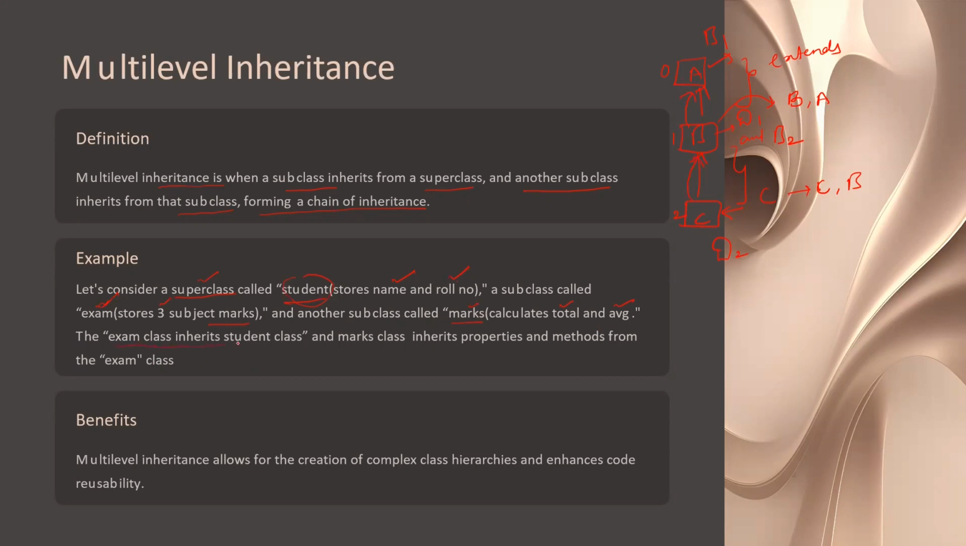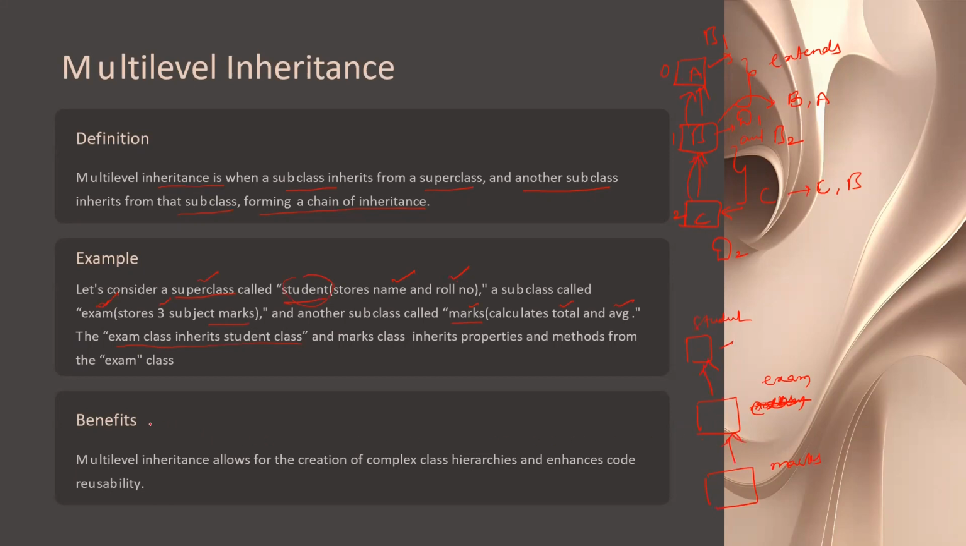The exam class inherits the student class. So this is your superclass called student, and this is your subclass called exam. Is that point clear? This is your exam class, and this is your marks class. So now exam is extending student and marks is extending exam. So this is how we are going to work with this.